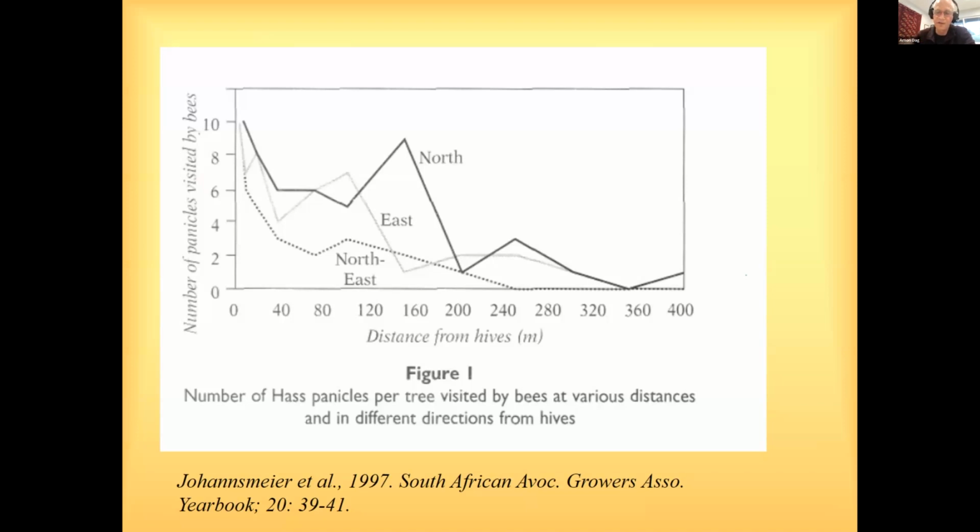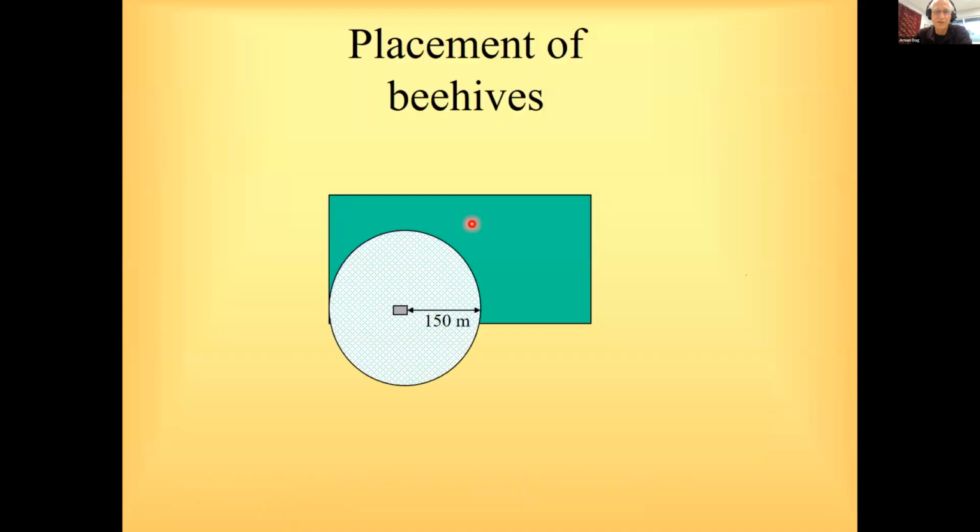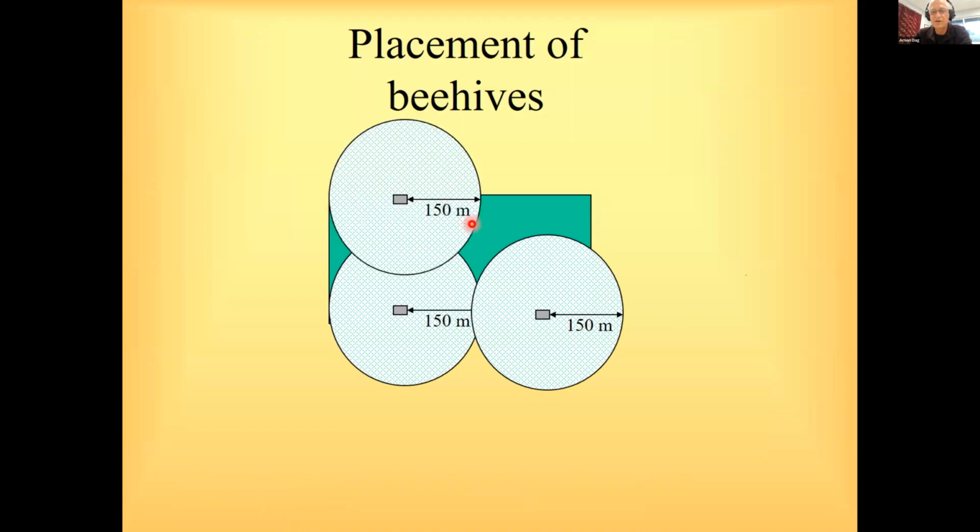We can see here an example of an avocado orchard in South Africa, where they monitored bee activity on flowers and found that after 150 meters, there is a reduction in bee activity with increased distance from the hives. So when we recommend to the grower how to place the hives in the orchard, we recommend placing them in groups so that all the trees will be less than 150 meters from a hive, to have uniform and good bee activity all over the orchard.